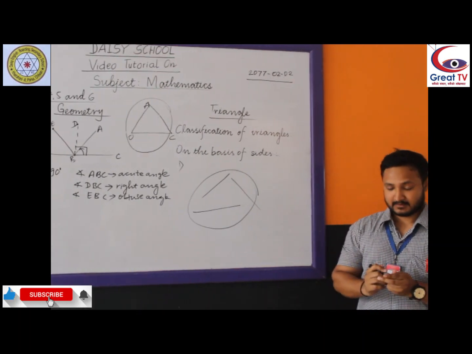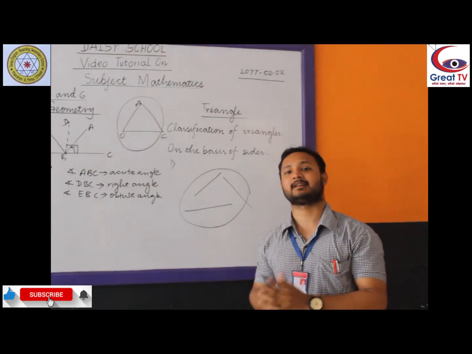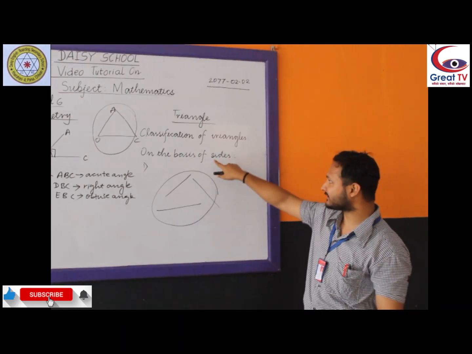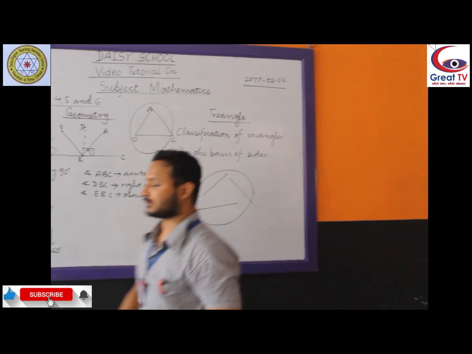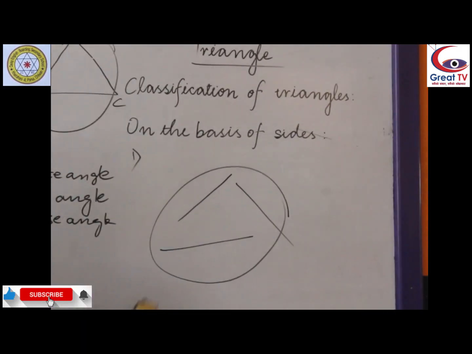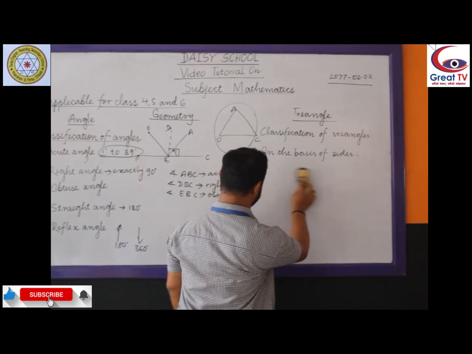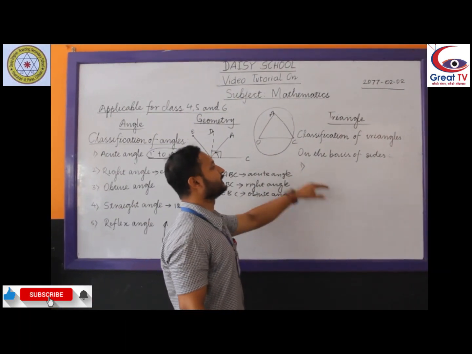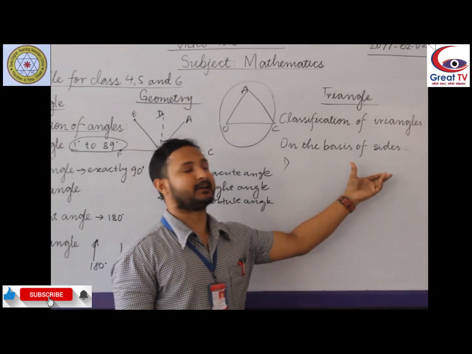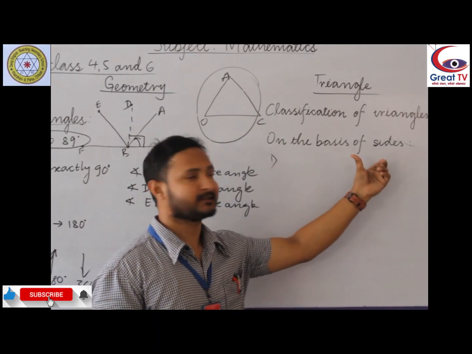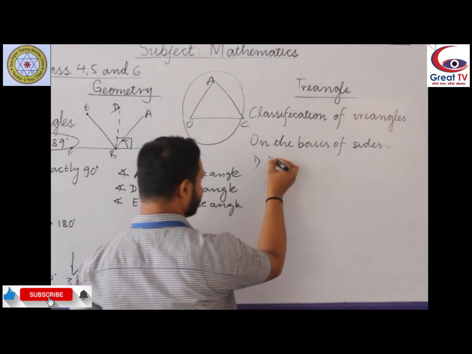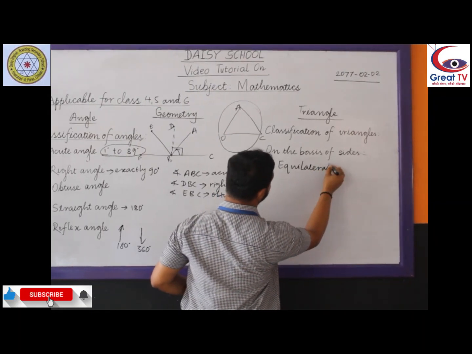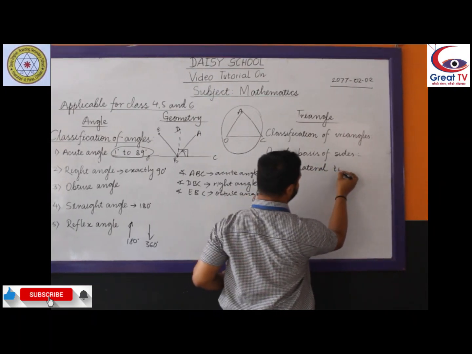But the types of triangles are varied according to their bases. The first base is sides. Okay? The triangles are classified on the basis of their sides and on the basis of their angles. There are three different types of triangles on the basis of their sides. The first one is equilateral triangle.